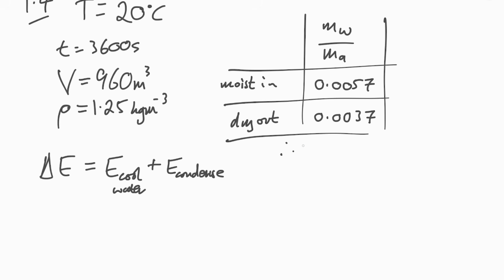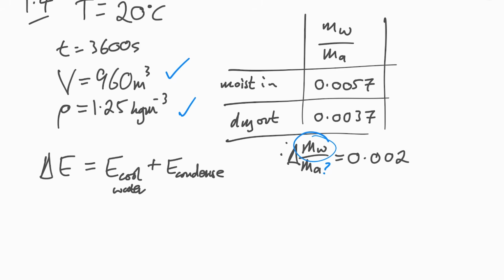So therefore, the mass of water, oh my days, this is what's confusing me. The difference between the mass of water divided by the mass of air is going to be that 0.0057, take away the other, so it's going to be 0.002. Ultimately, we want this, so can we find the mass of the air? Yes, we can, because we have the density and the volume. This is not an easy one to wrap your head around.